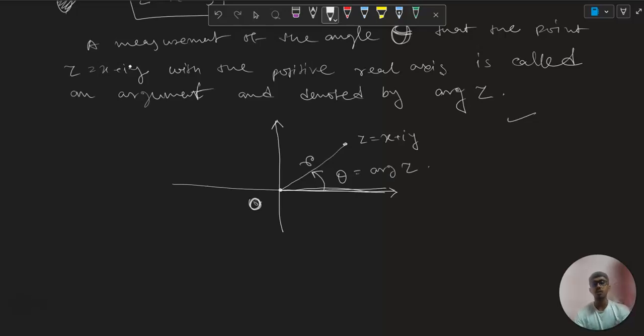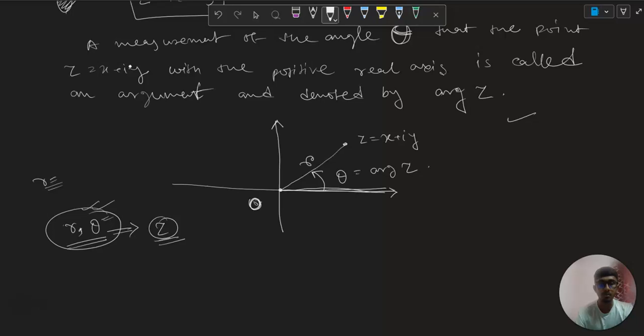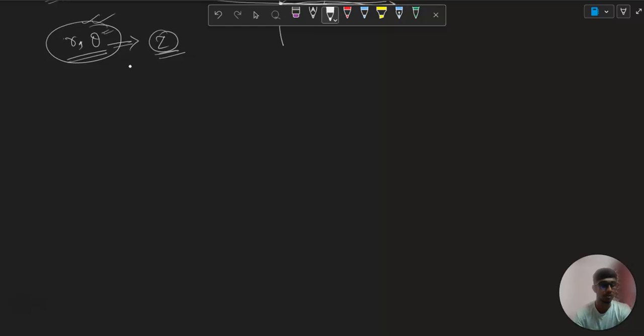So now this theta and r, both of them can represent a complex number. R is the magnitude, which is a real number, and theta is the angle, which is also a real number. If we write both of these real numbers, then we can get a complex number z, right? This r and theta denote a complex number z. From there we can derive our polar representation of the complex number.